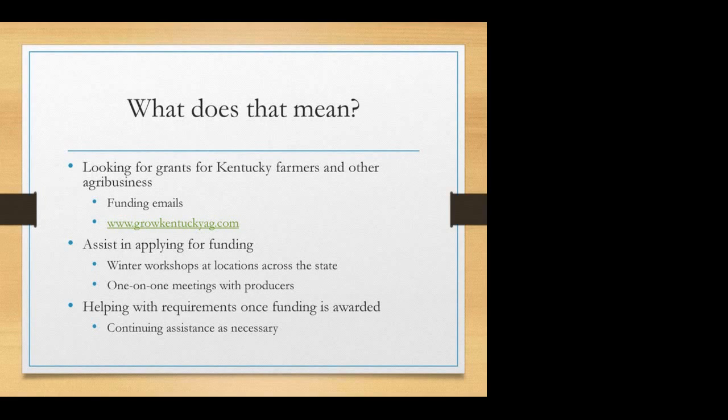I send out funding emails. If you aren't on that list, you can get on that list. Go to www.growkentuckyag.com and say, add me to the list. There's a little link there so you can be added, or send me a message on here with your email address and say, please add me. We've got another funding email that will be coming out in the next few hours because we had some funding open up over the weekend. Also on that website is a listing of open funding opportunities and also past funding opportunities, which can be helpful.